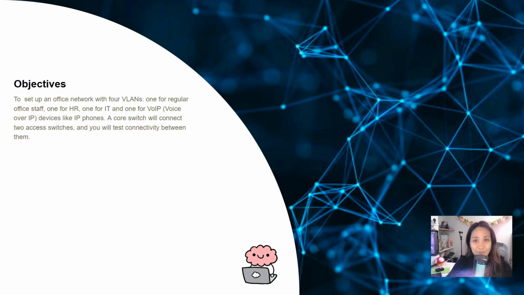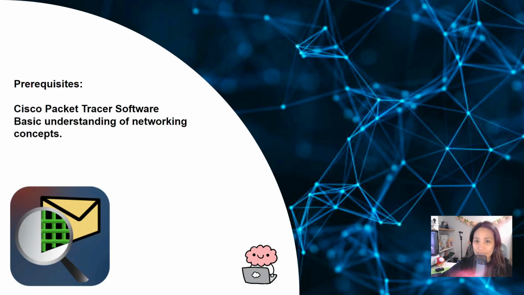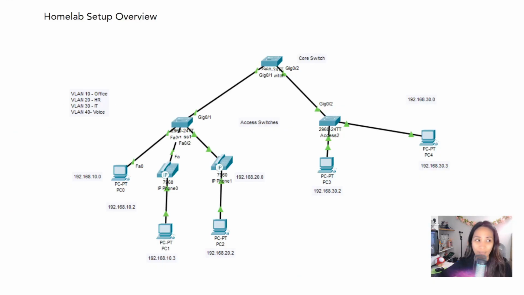So the objective for this home lab is to set up a network with 4 VLANs, including a voice VLAN, with a core switch and 2 access switches. The prerequisites for this home lab are Packet Tracer and, of course, a basic understanding of networking concepts. I'm not going to explain the concepts in detail, especially what a VLAN is and what the purpose of using VLANs is. Okay, so here is the overview of how our home lab is going to look when we are done.